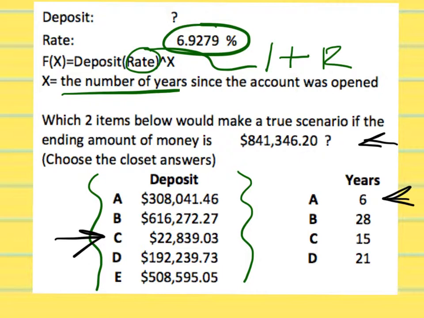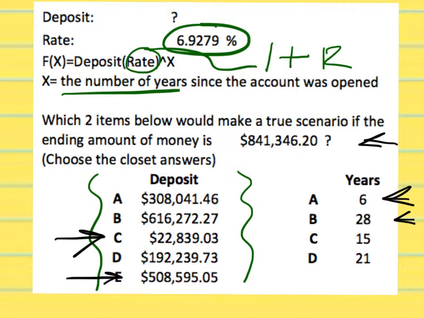Could we go, for example, at this amount of money for 28 years at 6 and some change percent? Would that take us up to only 841,000? No. So there are different things you can eliminate.